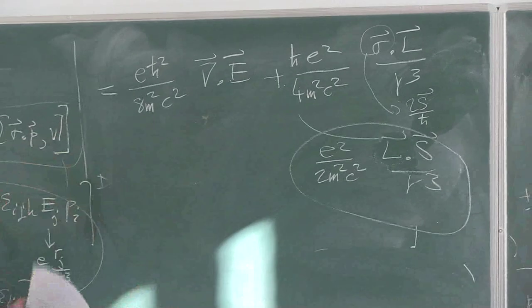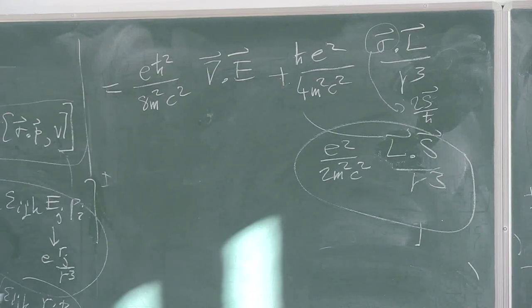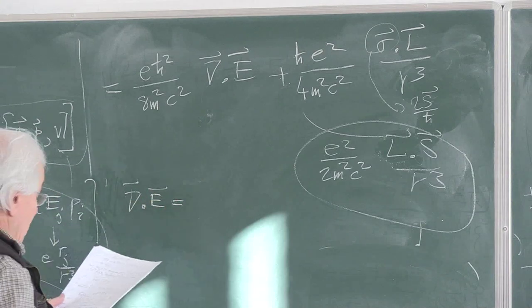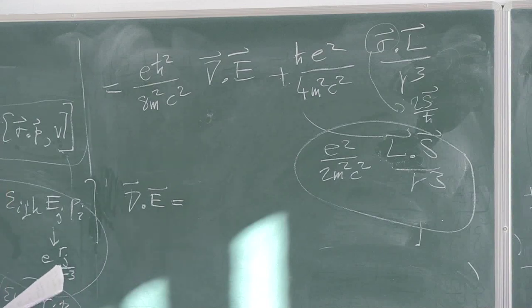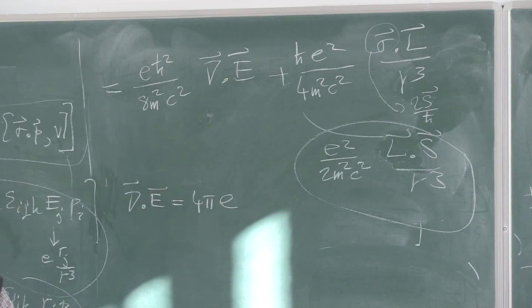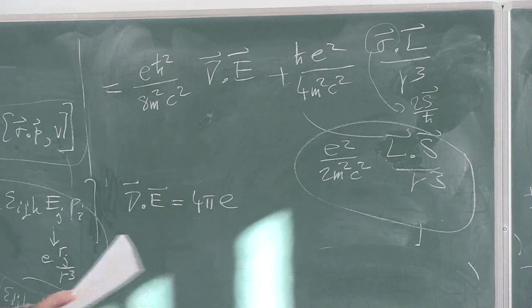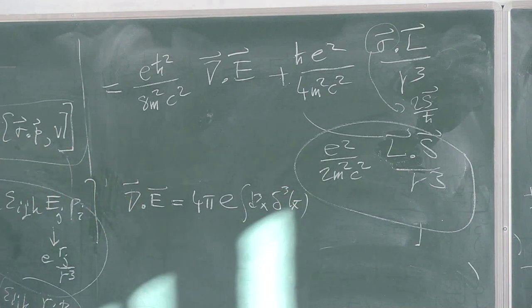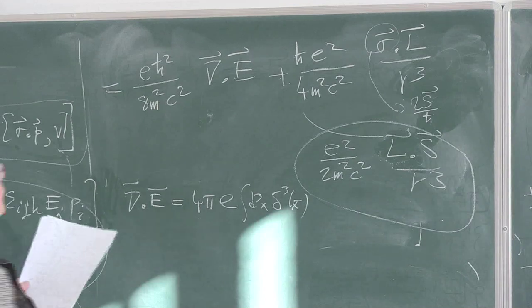Now what about this one? What is the delta E? Now a little bit of electromagnetism. What is the delta E? If you work out the E in terms of the things, you get the following: 4 pi E. Remember, E is the charge of the positively charged proton, which is a point-like object. That's the charge density integrated overall. That's 4 pi E.